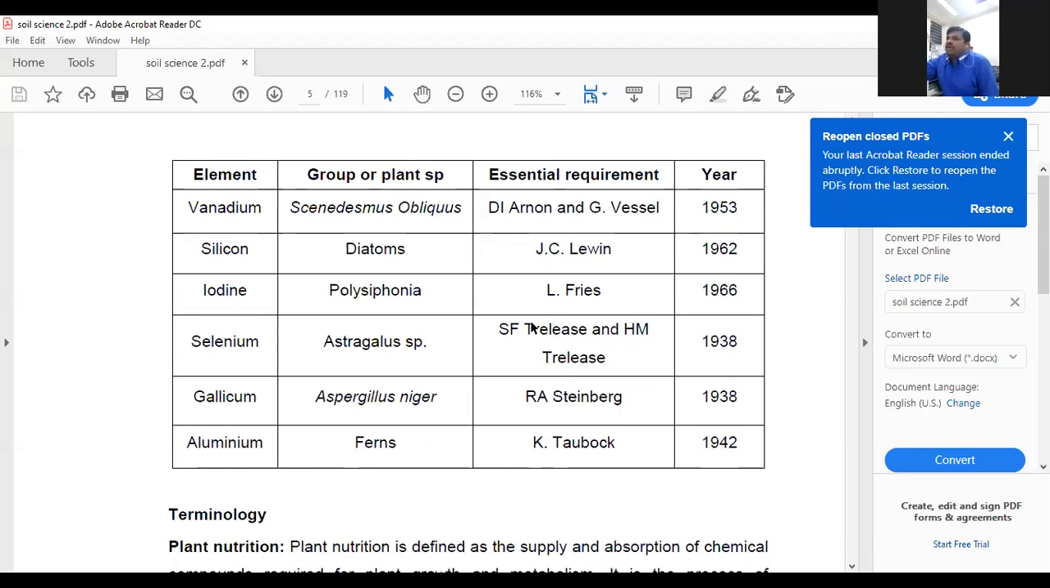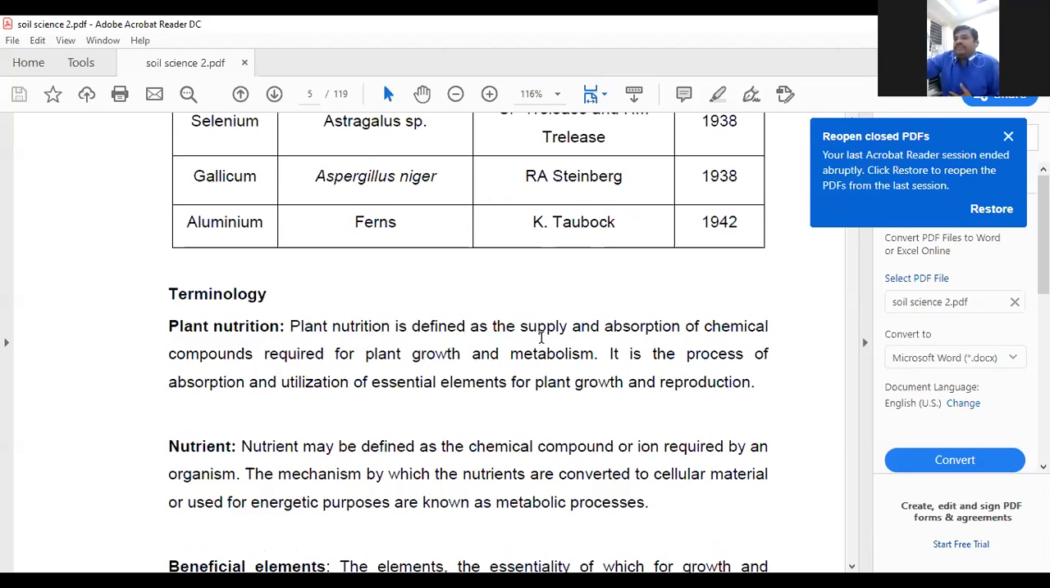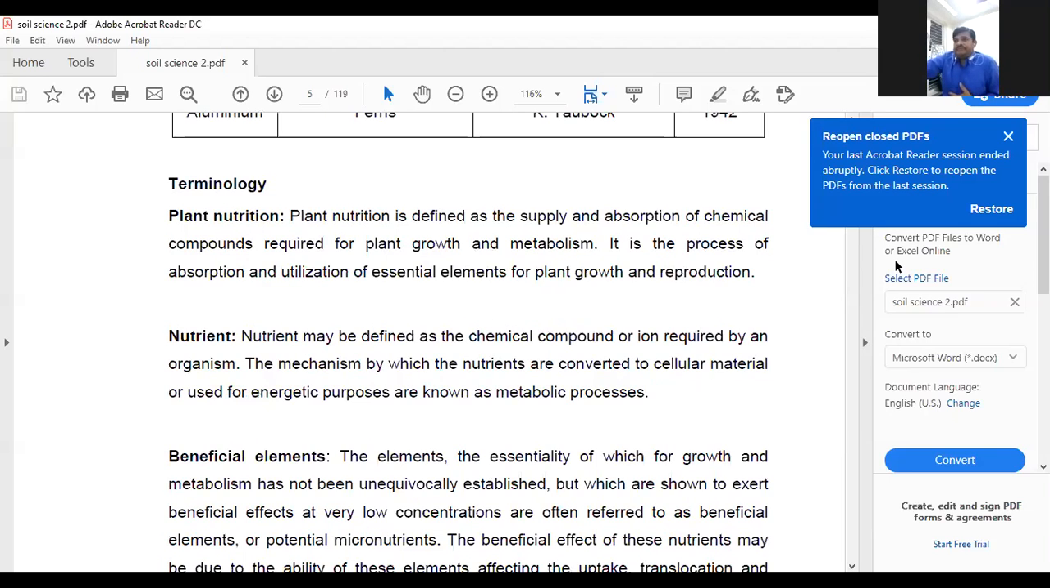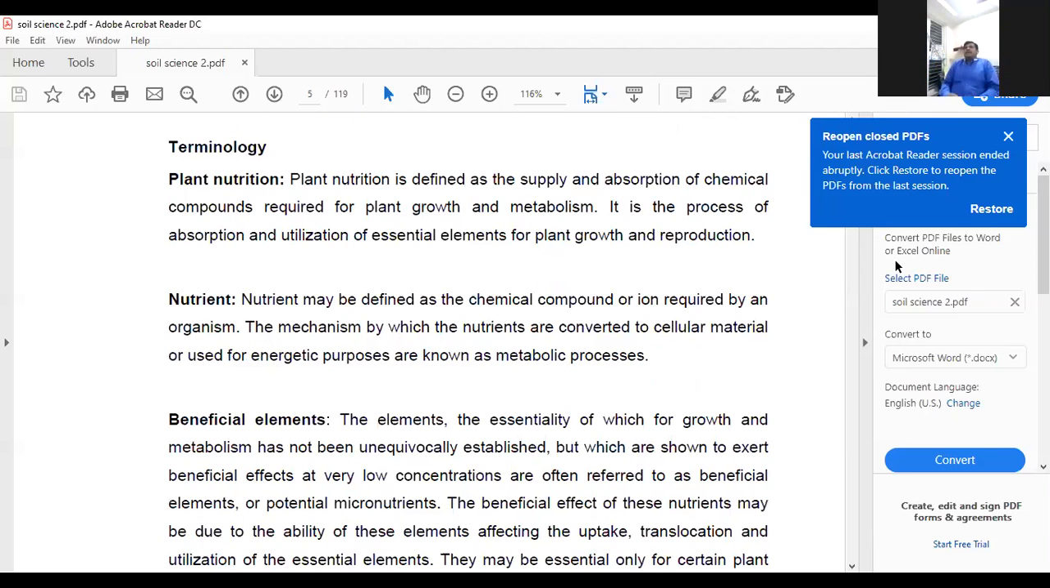It is one of the questions asked in your exam. What is a plant nutrient? It is a chemical element which is responsible for the normal growth and development of the plant. That is known as a nutrient. Some of them, like vanadium and silicon, are known as beneficial elements.